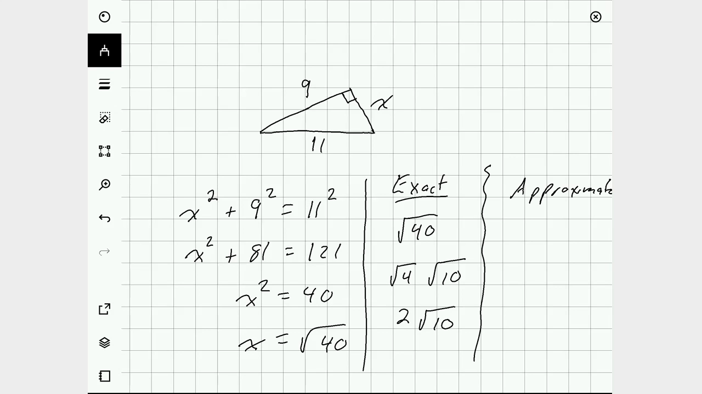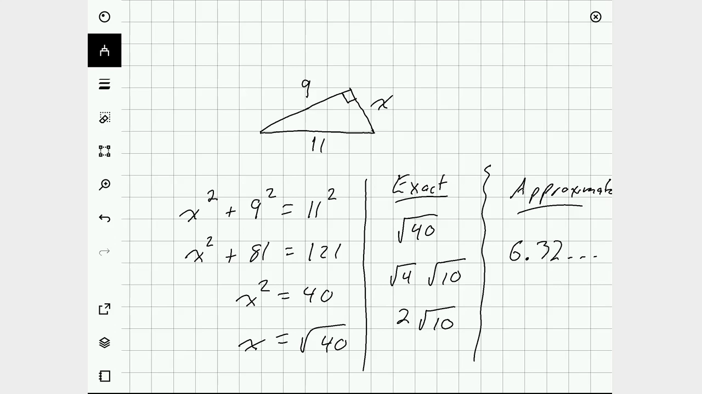We also might want an approximate value. Exact values I like to describe as the kinds of numbers that only a mathematician can love. Approximate value, grab out your calculator and see what it has to say. In this case, it's a number that starts 6.32.